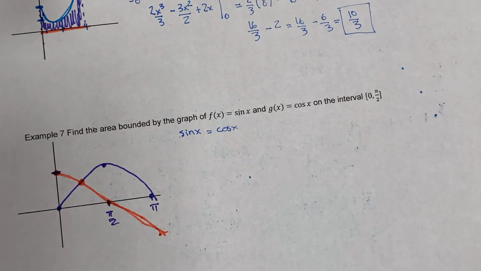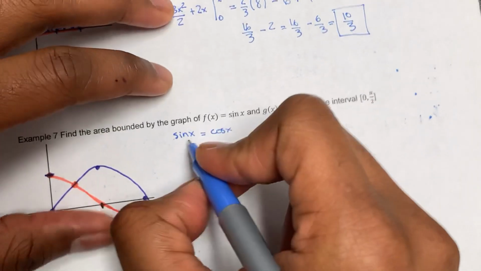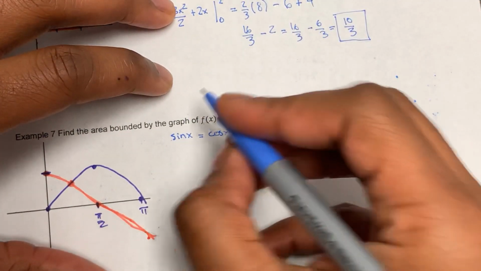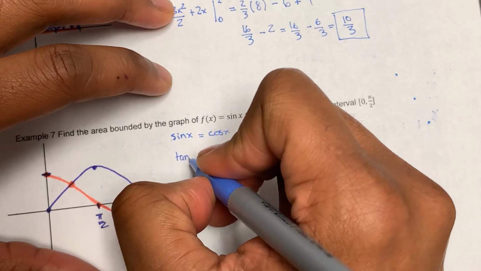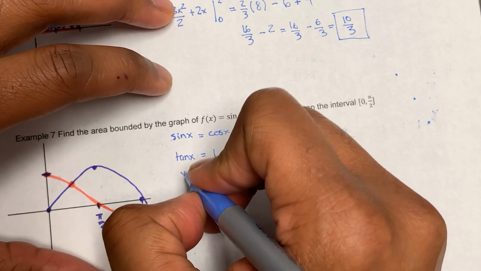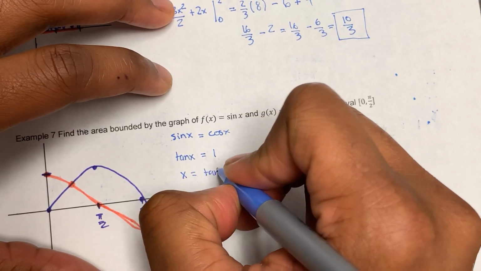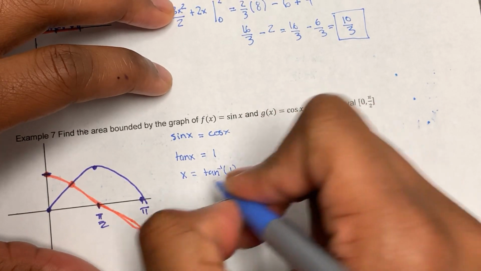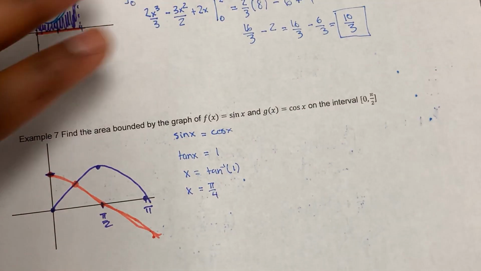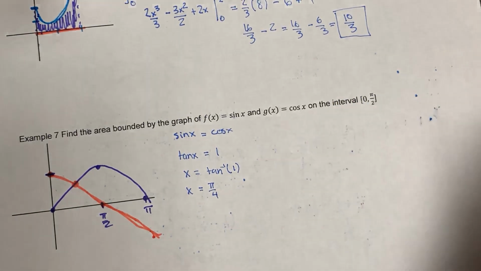To find the intersection value, we go back to this equation. So sine x equals cosine x. Now we know that's pi over 4, but that's the same as tangent x equaling 1. And so x equals tangent inverse of 1, which means that x equals pi over 4.